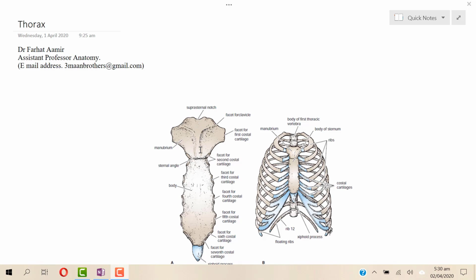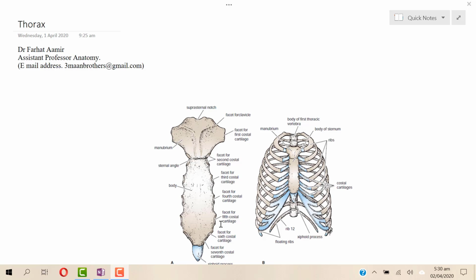This sternum has three parts. Can you see? This is the upper part, then there is the middle part, and then there is the lower part. The upper part is called the manubrium. Then the middle part is called the body or blade, and the lower part is called the xiphoid process. This is the xiphoid process. Now, the manubrium, the xiphoid process is also called the xiphisternum.